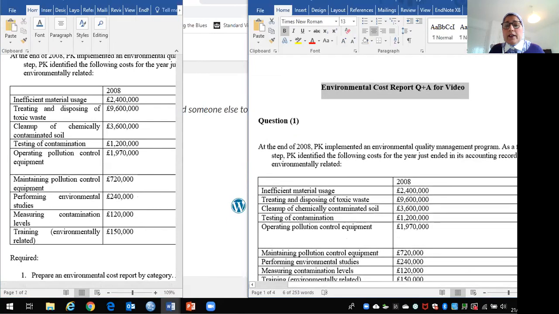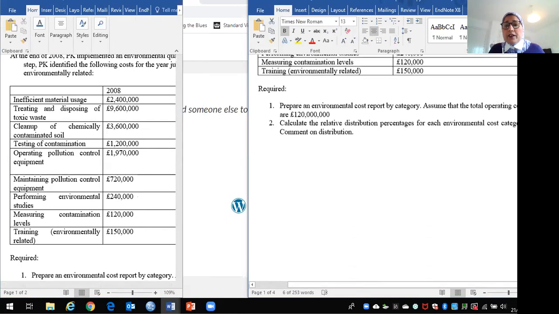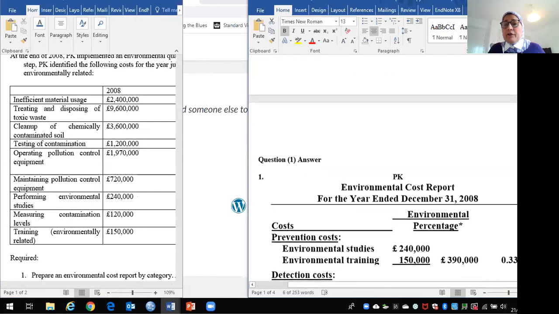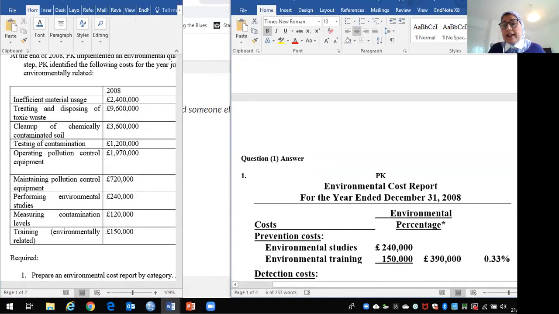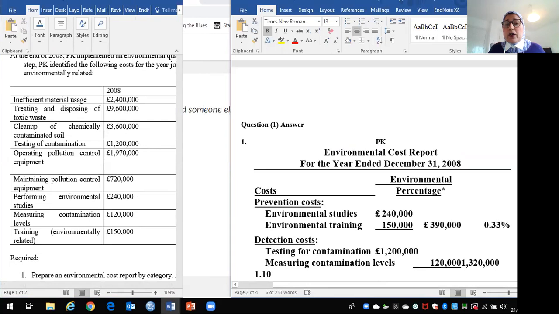So here is the first part of answering the question. I will prepare the environmental cost report for the year ending 2008. First step, we are classifying the items into prevention, detection, internal and external. In the first video on preparing the quality cost report, I classified them by colors into prevention, appraisal, internal and external. I'm happy to do the same here.